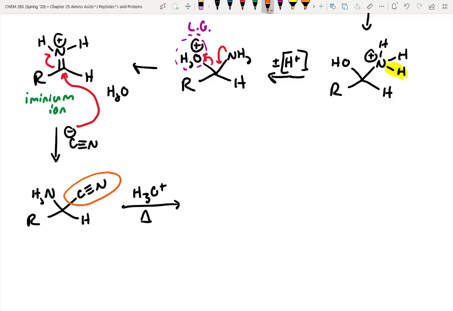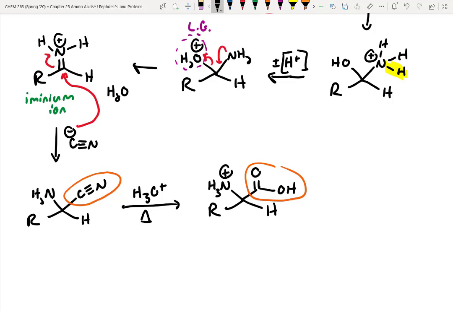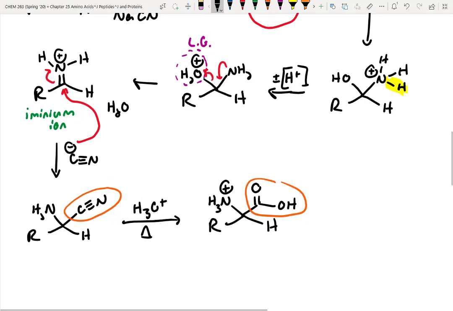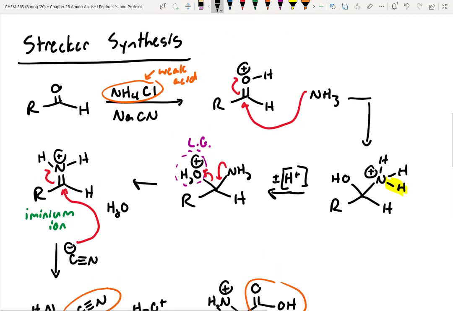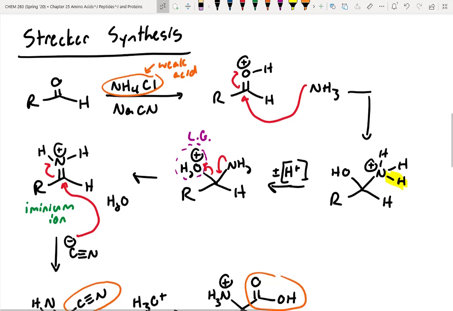So that whole group's going to get converted into a carboxylic acid group. And then the NH2 group, if we're under acidic conditions, is going to be protonated into an NH3 group, and we've got our final product. This is our amino acid, right? We've got our carboxylic acid, we've got our amine, and we've got the appropriate R group. So it is important to remember that the aldehyde that you start with, the R group should be the R group you want in your final amino acid.